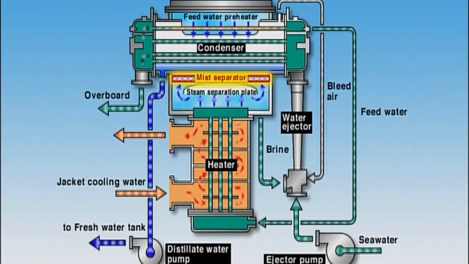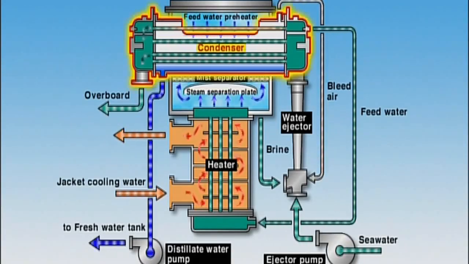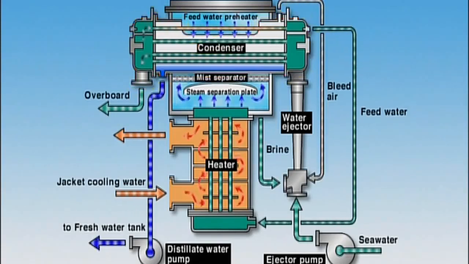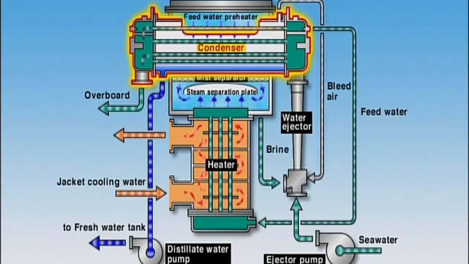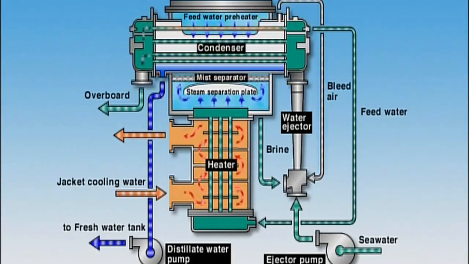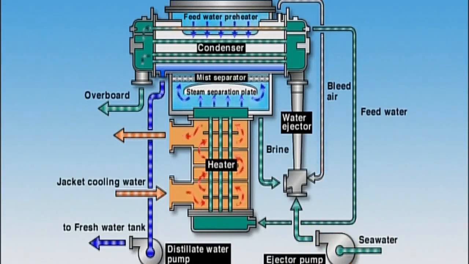Condensation takes place in the condenser installed in the upper section of the distilling plant. Vapor flows from above and is cooled and condensed into distilled water between heat exchange plates using low temperature seawater supplied by the seawater pump. The distilled water is then sent to the freshwater tank by a distillate water pump attached to the plant proper.